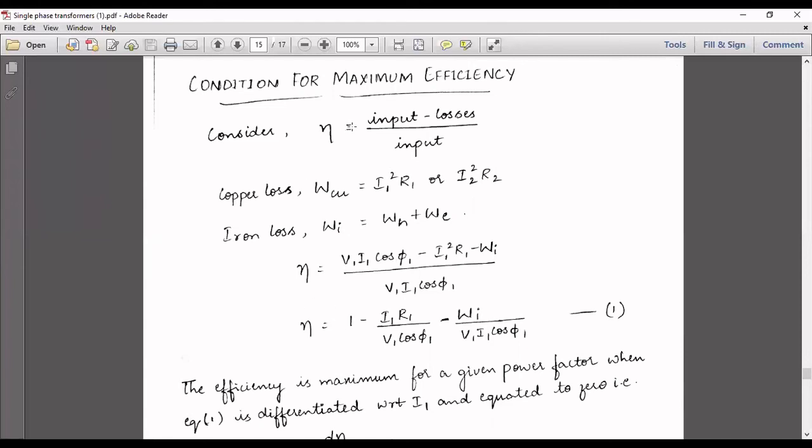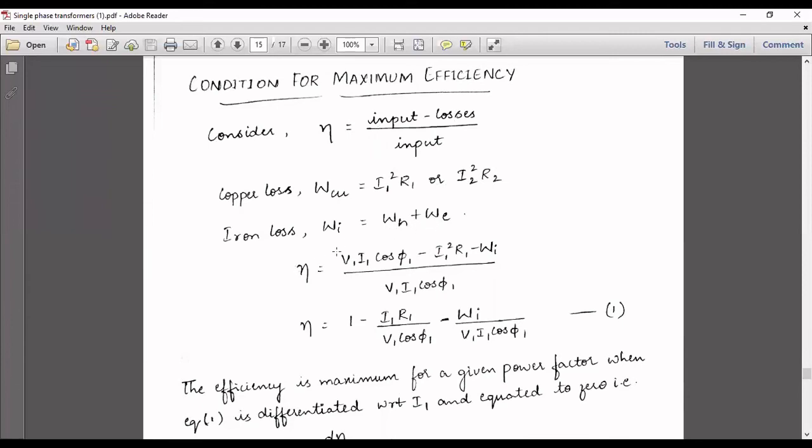How do we do the derivation? Consider the efficiency equation, that is, eta is equal to input minus losses by input. I'm considering the efficiency equation expressed in terms of input power, that is, input power minus losses, divided by input power. The losses are iron loss and copper loss. The copper loss is WCU, which is equal to I1 square R1 or I2 square R2. And iron loss is given by the summation of hysteresis losses plus eddy current losses.